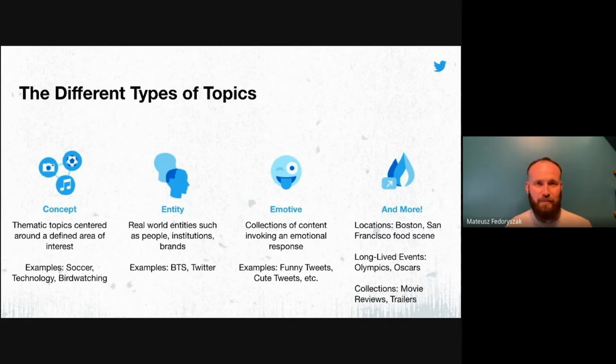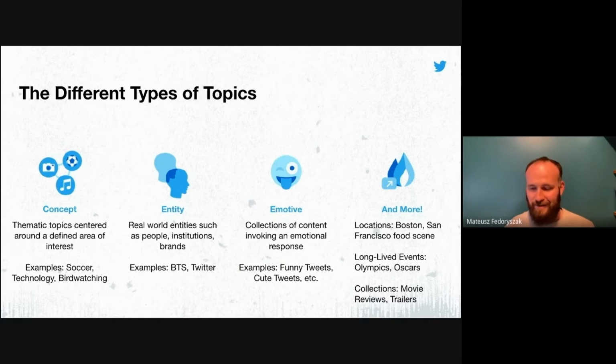Then you have entity topics related to a single entity, like an individual actor or individual brand. Then you have emotional topics, which are more about the emotions that they convey, like viral tweets or funny tweets. And there are many other types. So you can see there is a lot of variety, and you may think maybe for different types of topics we would have different models. Maybe that would make the most sense.